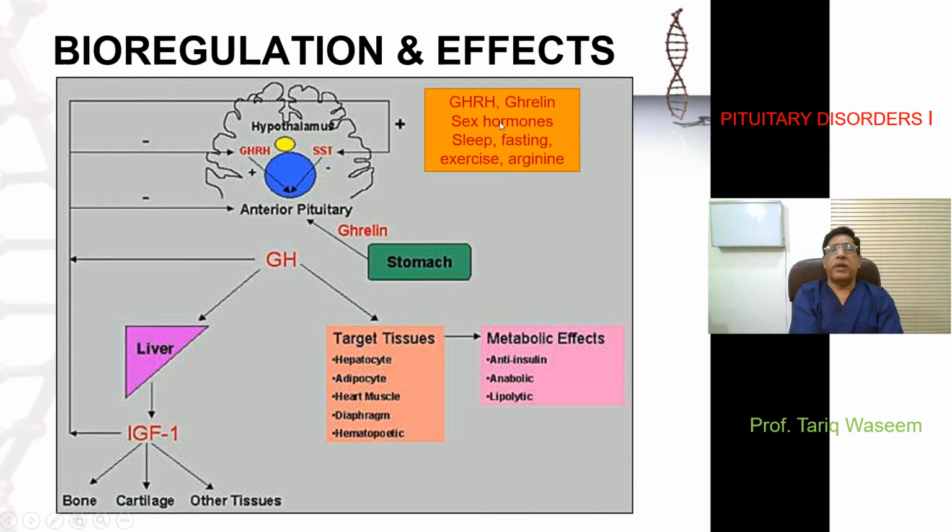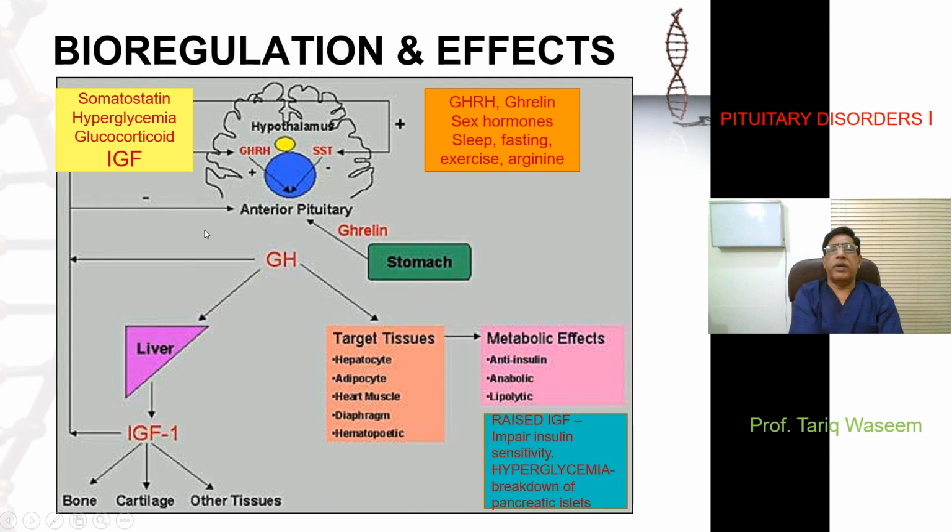So the following factors act at the level of the hypothalamus: growth hormone releasing hormone, ghrelin, which is actually released from the stomach, certain sex hormones, sleep, fasting, exercise, and arginine. They all have a positive effect on the hypothalamus as well as on the anterior pituitary, and lead to stimulation of the pituitary. On the other hand, insulin-like growth factor, steroids, hyperglycemia, and somatostatin have a negative effect on growth hormone releasing hormone.